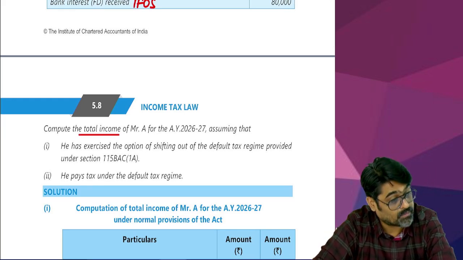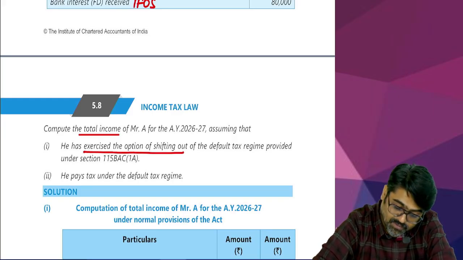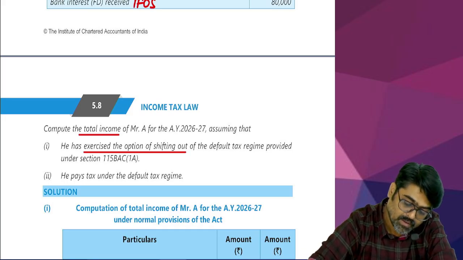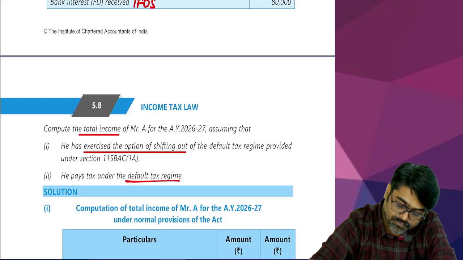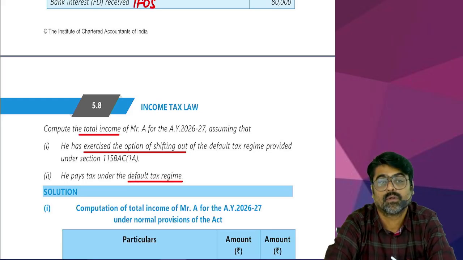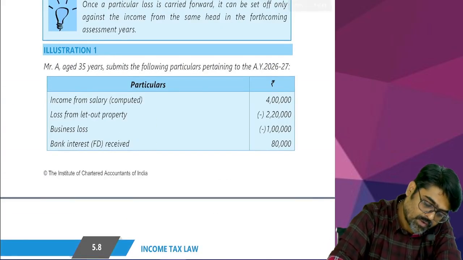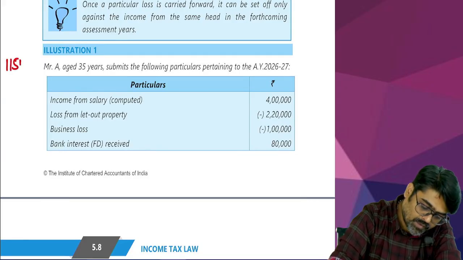Now see, compute the total income of Mr. A, assuming that he has exercised the option of not following 115BAC, and he pays tax under the normal provisions. Let's see if you are not following 115BAC.